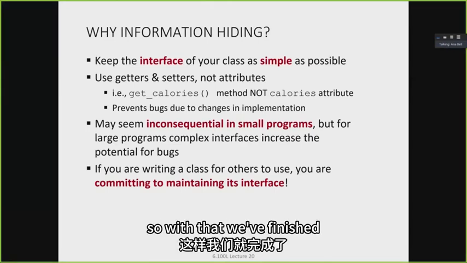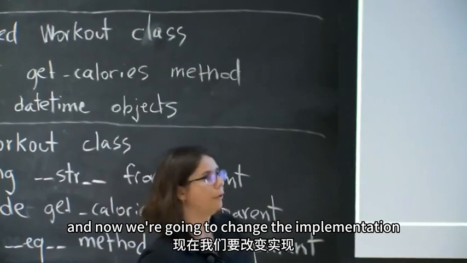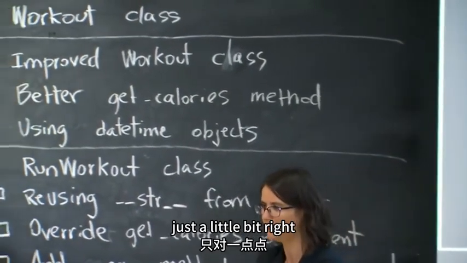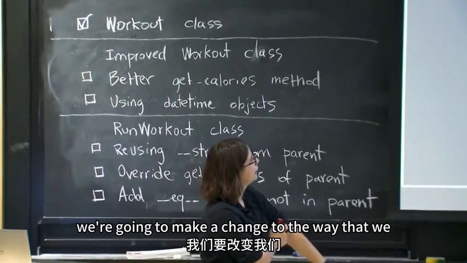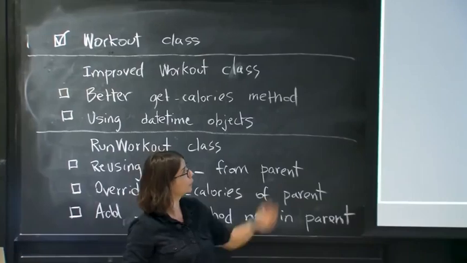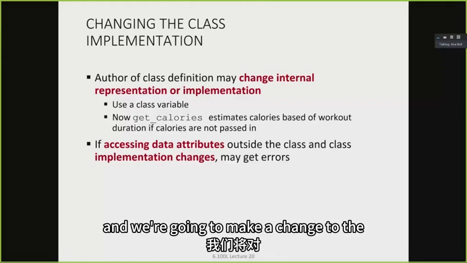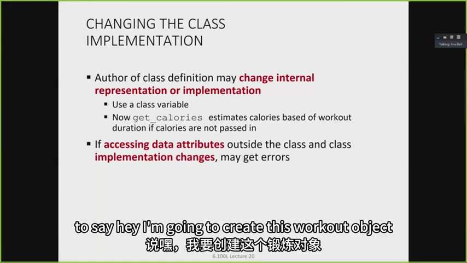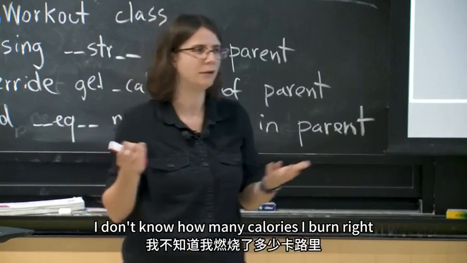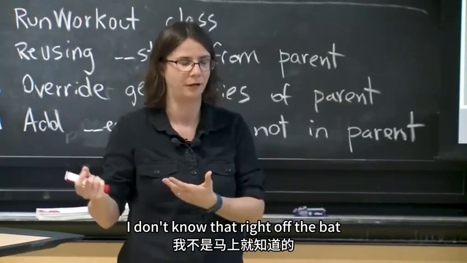Okay? So with that, we've finished our simple workout class, and now we're going to change the implementation just a little bit, right? And what we're going to do is we're going to make a change to the way that we store the information. We're going to use a class variable, and I'll remind you what a class variable is in the next slide. And we're going to make a change to the getCalories method. And we're going to allow the user to say, hey, I'm going to create this workout object, but I don't know how many calories I burn, right, when I do a workout for 40 minutes, right? I don't know that right off the bat.